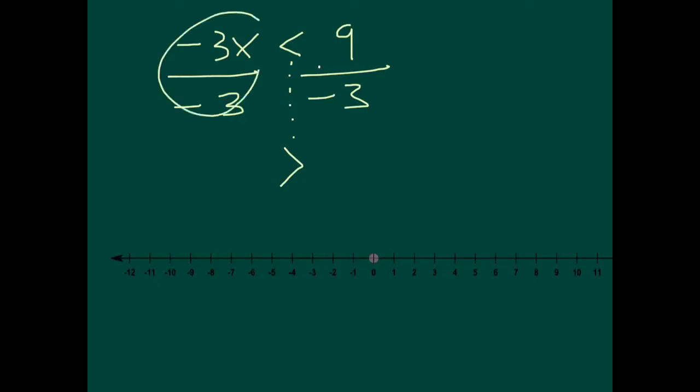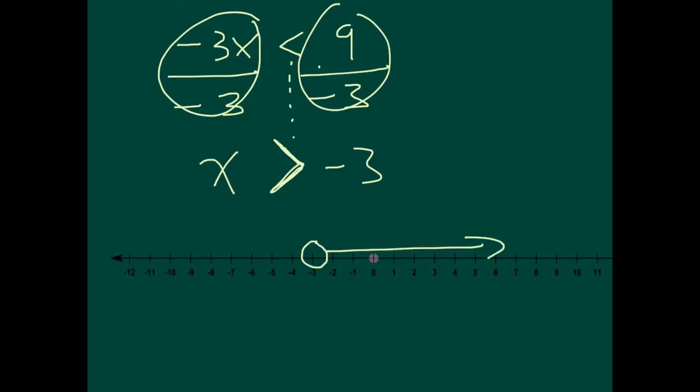Because when you divide by a negative, the negative things become positive, and the positive things become negative. The big becomes small, and the small become big. Therefore, the direction of the arrow, the sense of the inequality, must change. You can always verify that this is correct by checking your solutions. Your solution is that x is greater than negative 3. Here's negative 3. Everything over here is a solution.